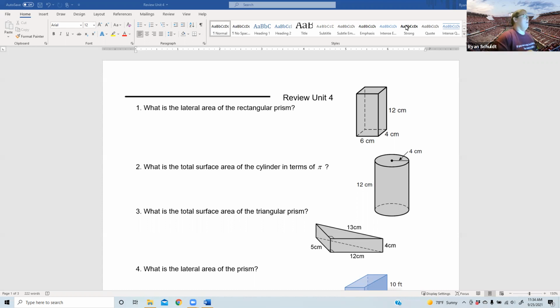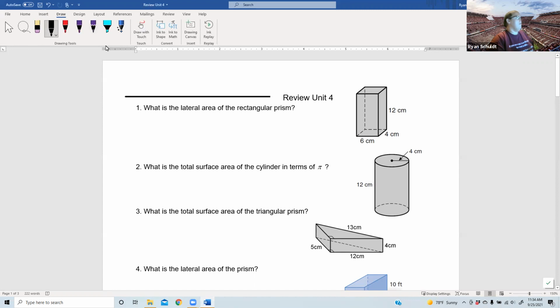So let's look at number one. They ask us, what is the lateral area of the rectangular prism? Now, for lateral area of a prism, if you were to look on your formula chart, you would see that lateral area is equal to the perimeter times the height. So I need P and I need H. I don't have to get B. I can, but I don't have to.